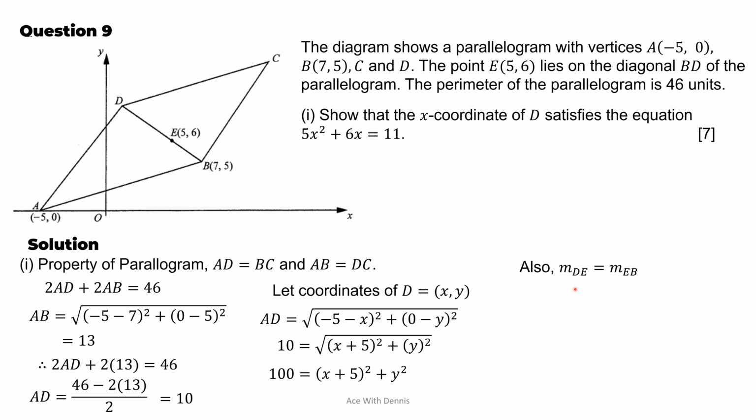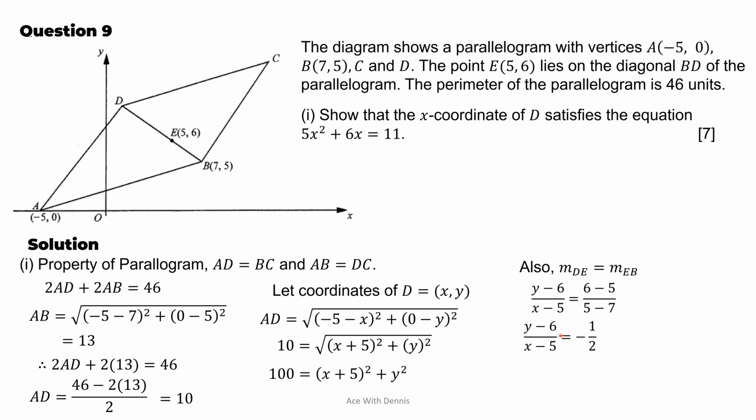Also, the gradient of DE equals the gradient of EB. Right? Look at the diagram here. This is a straight line. Points D, E, and B lie on the same straight line. Okay? So that means the gradient of DE will be equal to the gradient of EB. Alright, so the gradient of DE will be (y - 6)/(x - 5). The gradient of EB will be (6 - 5)/(5 - 7). Right, because we know the coordinates of E and the coordinates of B.